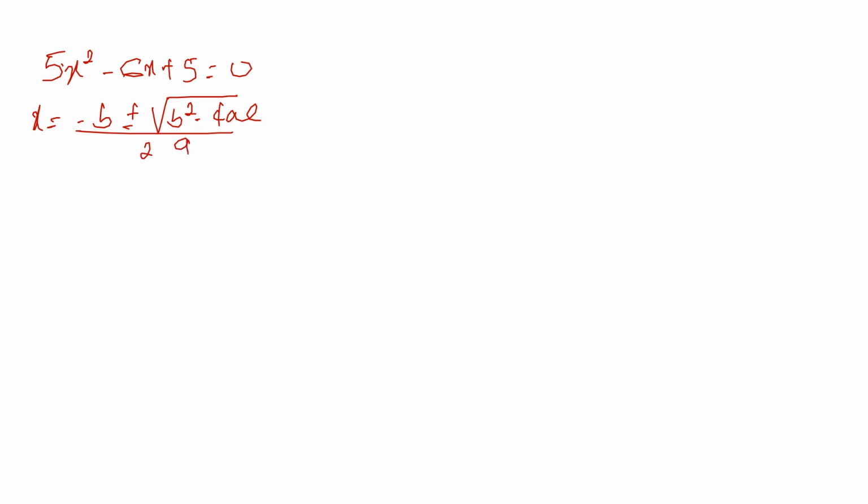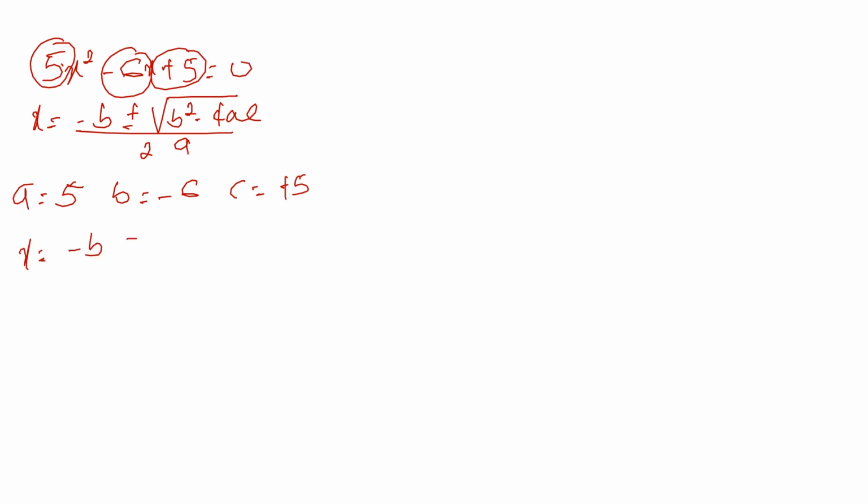Okay, in solving the quadratic equation, there are some things that you need to label. For example, your a is the coefficient of x squared, which is 5. Then your b is the coefficient of x, which is minus 6, and c is plus 5. Let's put the values of a, b, and c into the formula. We are going to have x equal to minus b plus or minus square root of b squared minus 4ac over 2a.